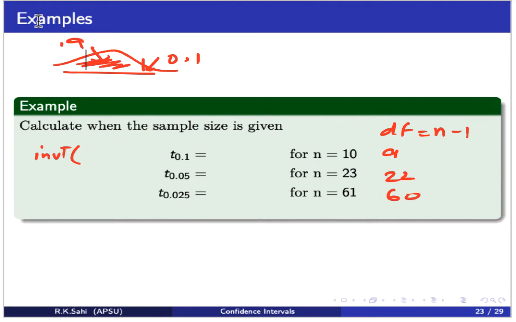Remember the total area under the curve is 1. So what do we get? We write this as inv t 0.9 and 9. Now plug in our calculators. Let's get our calculators out.